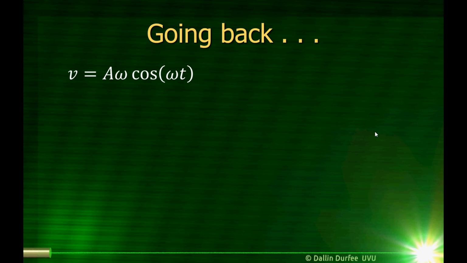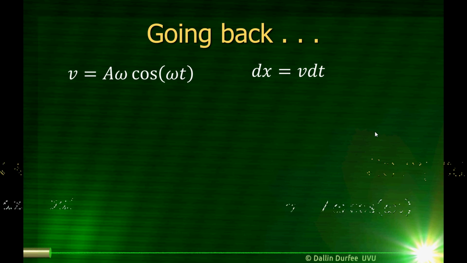Now, if I know the velocity, can I go back and get x from that? If I know the velocity every time, can I find the position at every time? Well, let's think about this. Velocity is dx/dt, which means that dx is velocity times dt. The distance that my object travels in a time dt is just its velocity times dt.